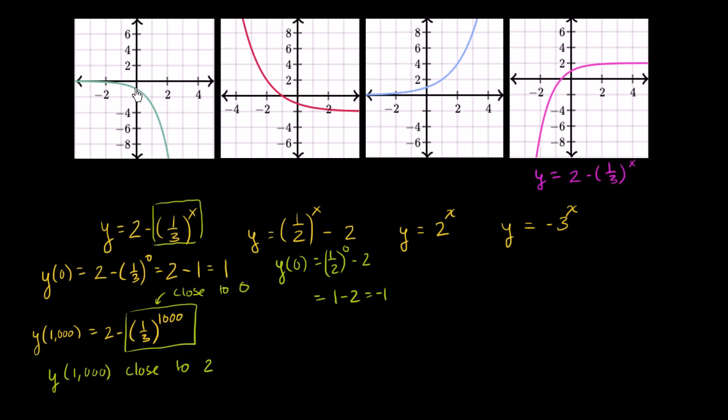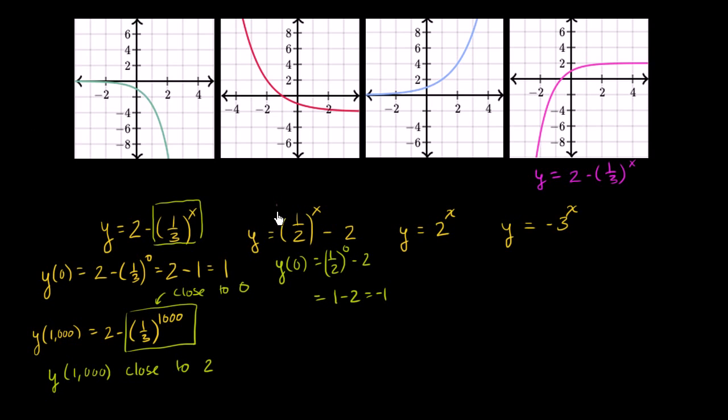When x is equal to 0, y is -1. But now let's think about the behavior of this function. As x becomes larger and larger and larger values, what is y going to approach? Well, just like we saw over here, you have a fraction. You have 1/2 being raised to larger and larger and larger values.